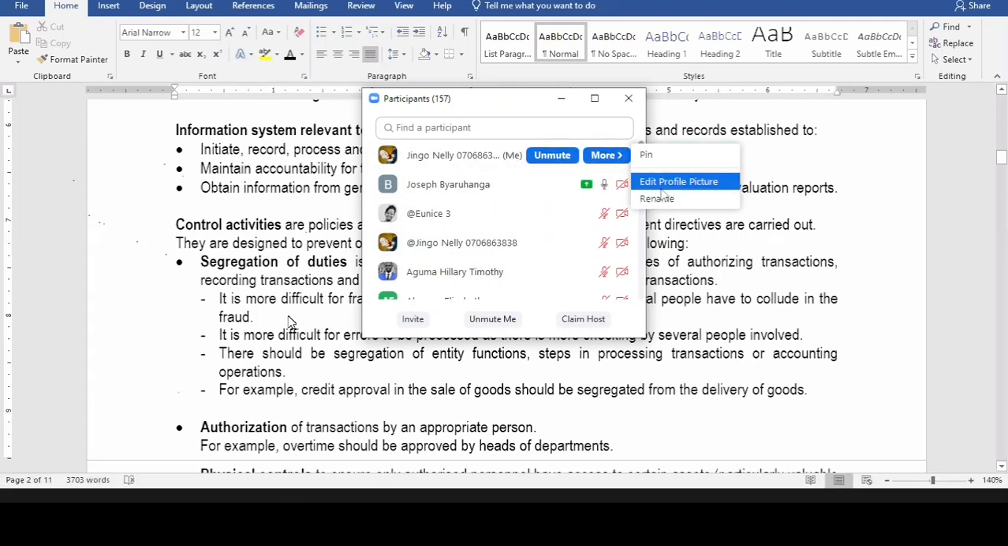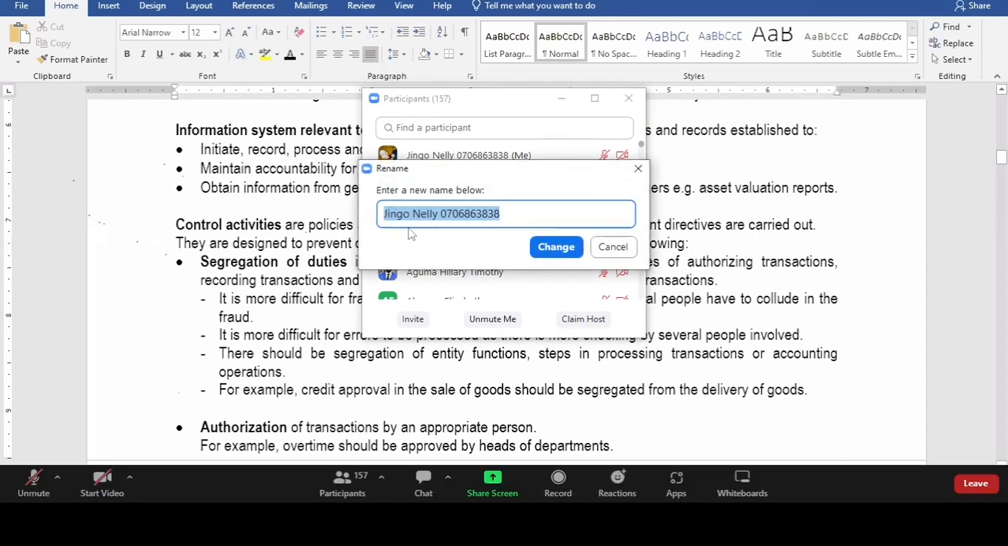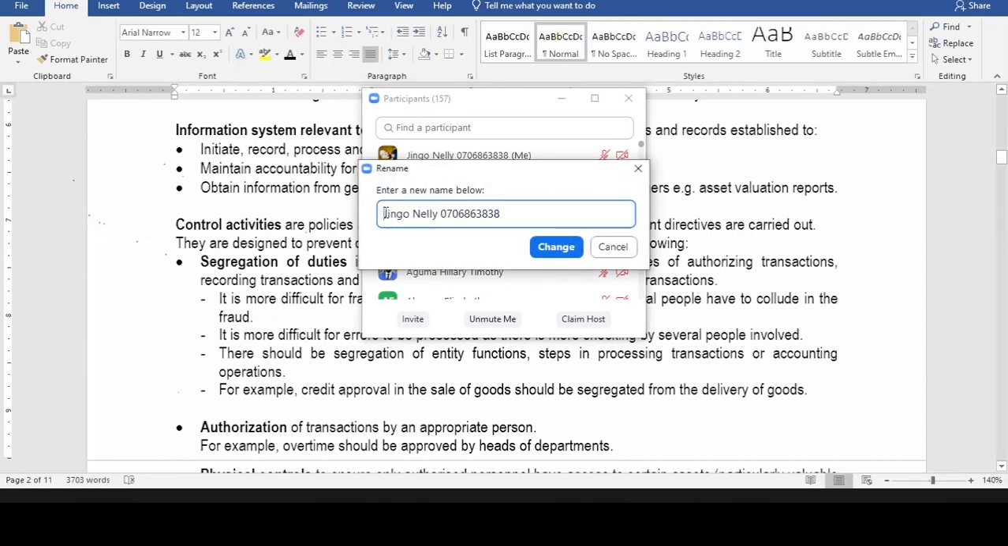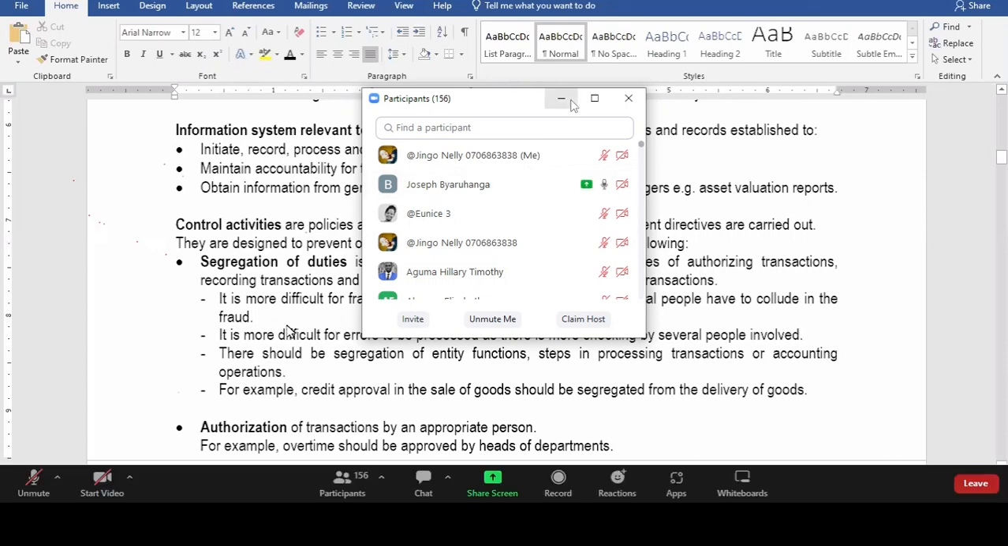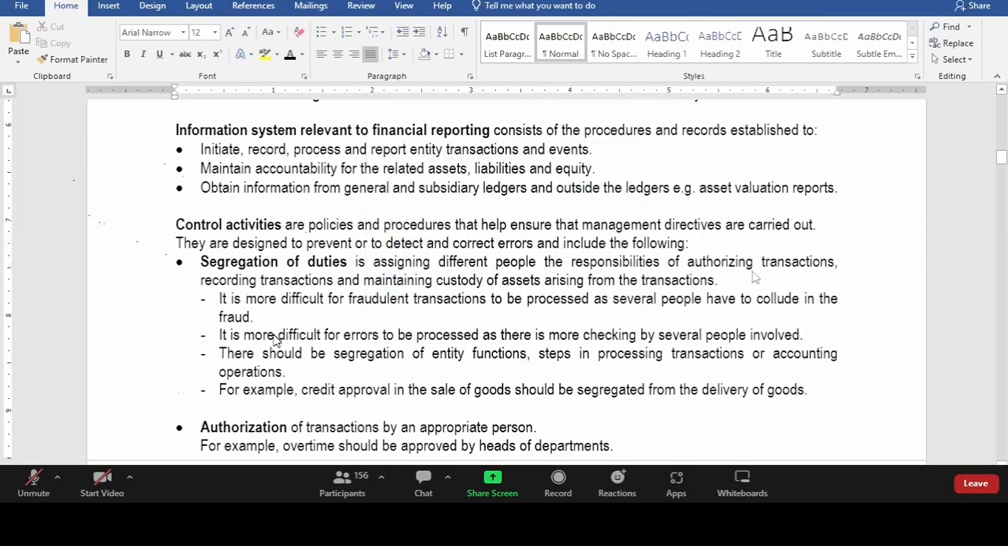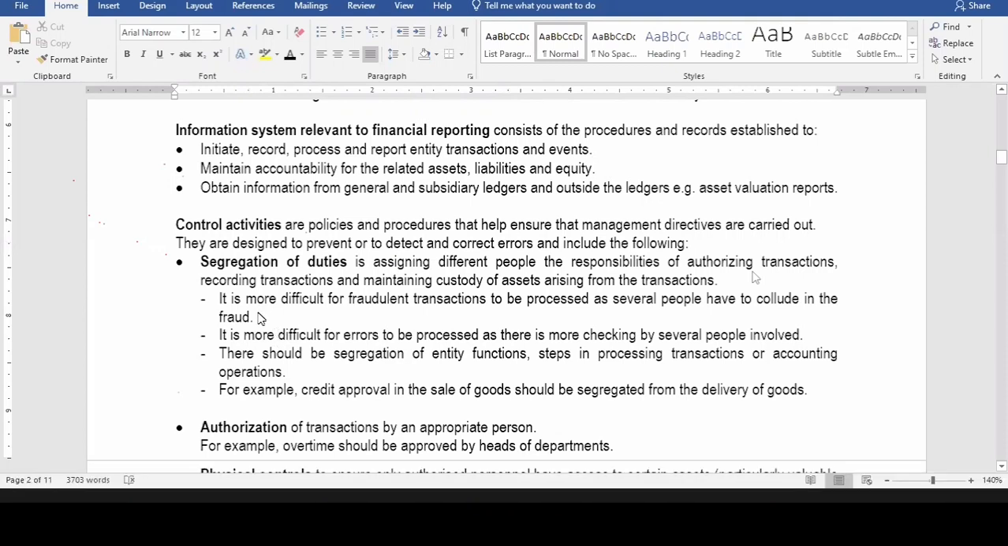So segregation makes it more difficult for fraudulent transactions to be processed, as several people have to collude in the fraud. It's more difficult for errors to be processed, there is more checking by several people. So segregation of duties increases internal check. What is done by A is checked by B, and what is done by A and B is checked by C. So there should be segregation of entity functions.